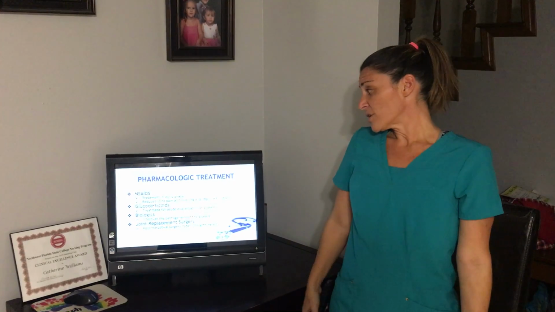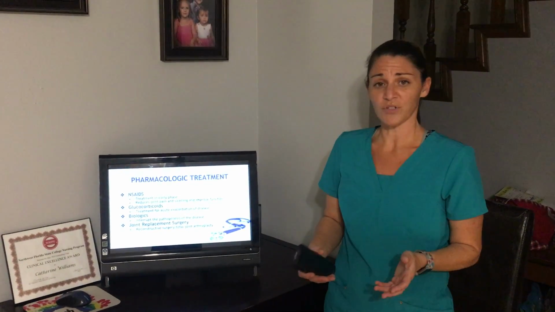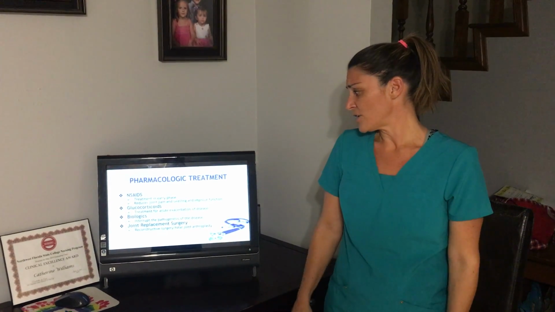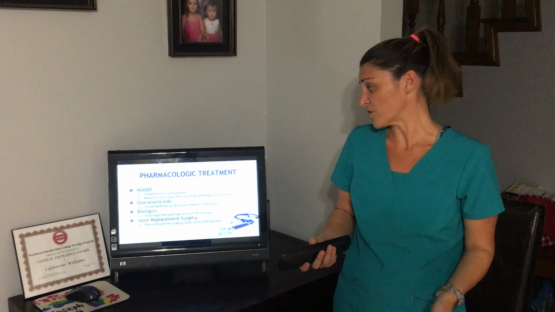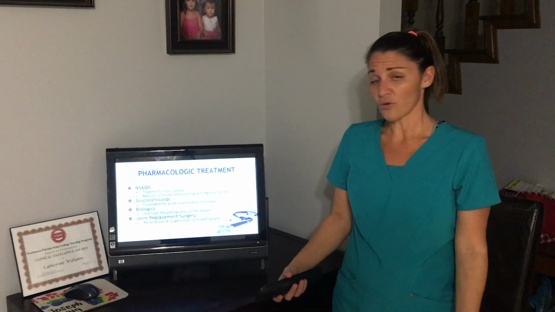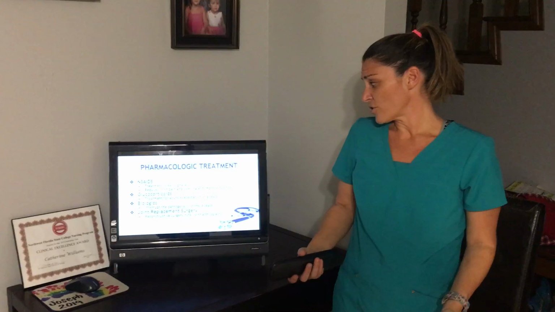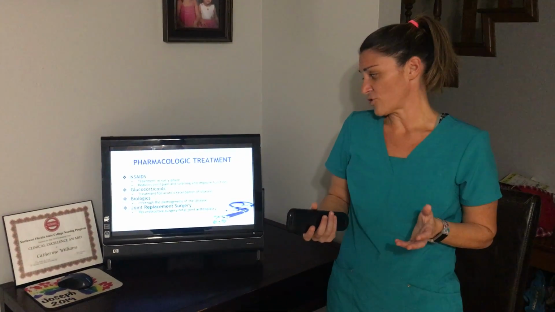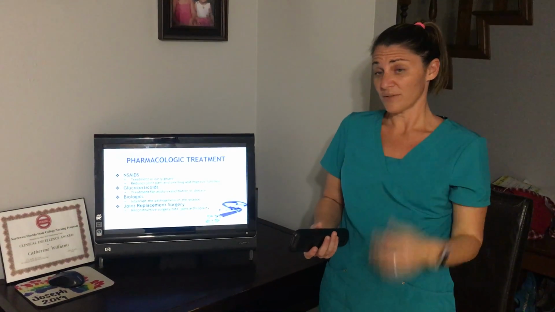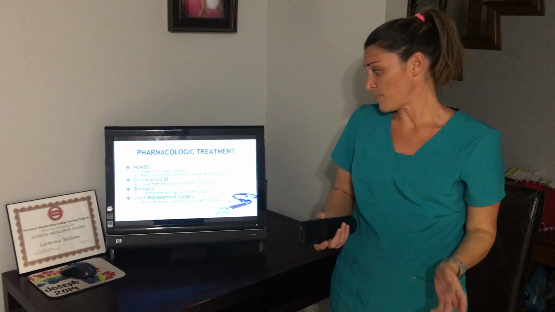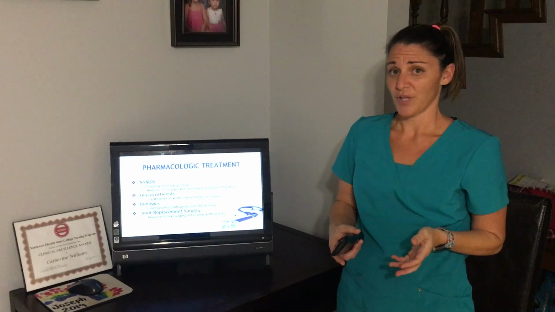The pharmacologic treatments include the use of NSAIDs. This treatment is used in the early phases and usually helps reduce joint pain and swelling and helps with improvement in function. There are also glucocorticoids. These are used to treat acute exacerbation of the disease. And there's also the use of biologics, and these interrupt the pathogenesis of the disease.